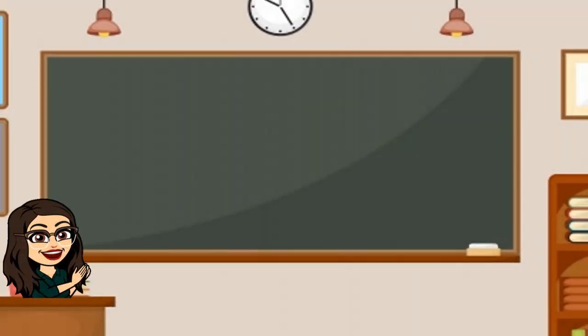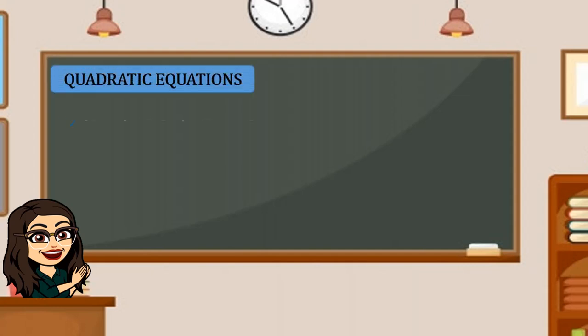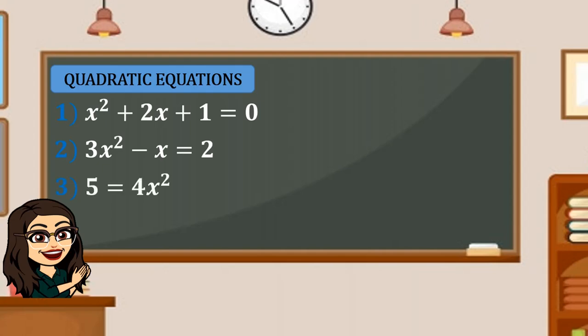Here are some examples of quadratic equations and non-quadratic equations. For quadratic equations, we have x squared plus 2x plus 1 equals 0, 3x squared minus x equals 2, and 5 equals 4x squared. As you can see, the three given have the degree of 2, or the highest exponent is 2, and all of the numbers used are real numbers.